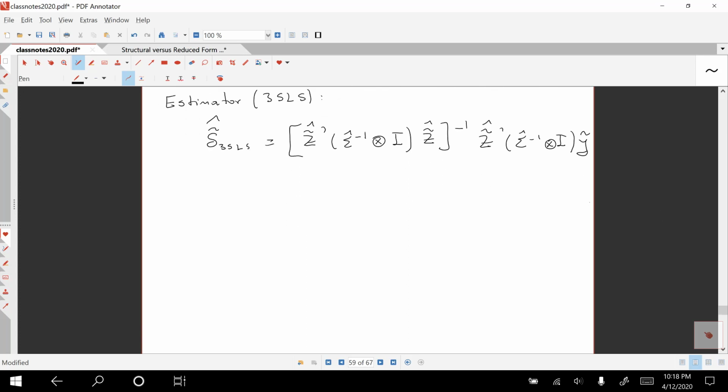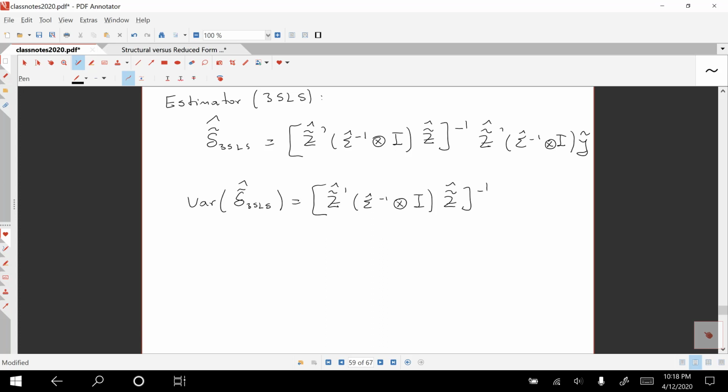Okay, and the variance of this delta tilde hat three-stage least squares estimator is z tilde prime hat omega inverse, inverse, which, if you remember, looks very similar to the structure of the feasible SUR estimator, or feasible generalized least squares estimator, applied in the context of SUR.